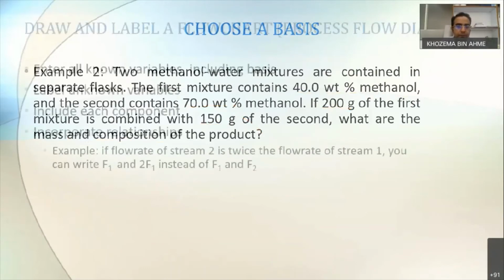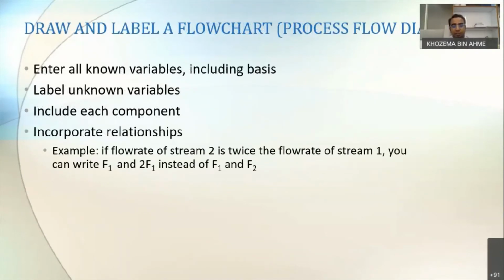Now we move on to our second part, which is to draw and label a flowchart, which we sometimes also call a process flow diagram, because it is a diagram that shows the flow of our process. When you are drawing and labeling the flowchart, you have to follow all these things. Enter all known variables including basis. That is why basis was our first step. Once you read and understand the question and decide the basis, only then do you start drawing your flowchart.